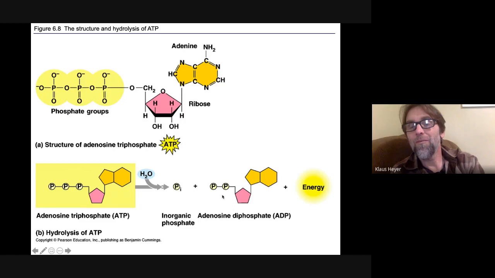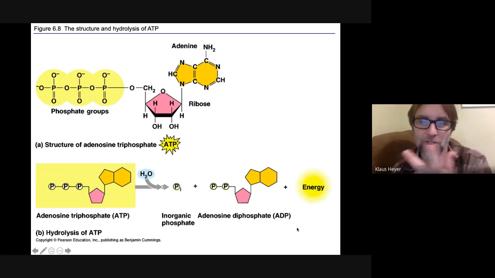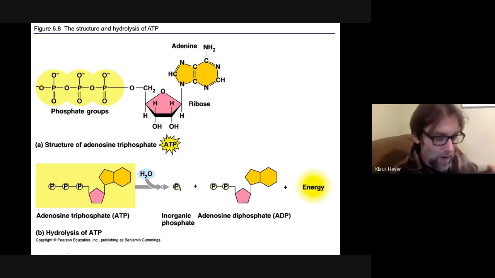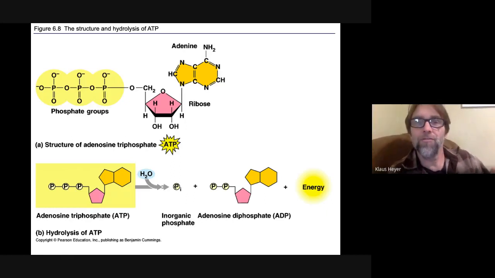Now we have a molecule here that's no longer triphosphate. It's not three, it's only di, meaning two, because the third one broke off. So it's not adenosine triphosphate, it's just adenosine diphosphate, or we call it ADP, because it's only two now. That third P is going to go somewhere else in your body. Wherever it goes, it will give energy.